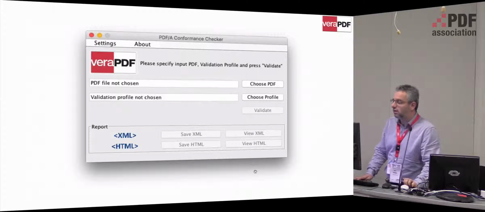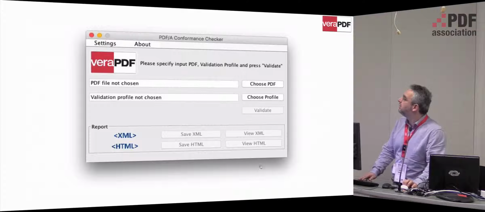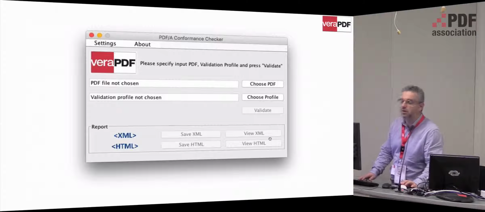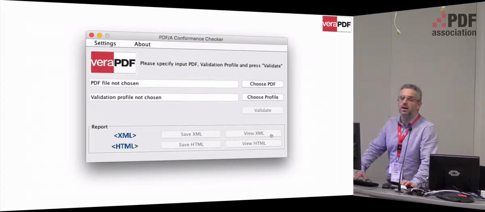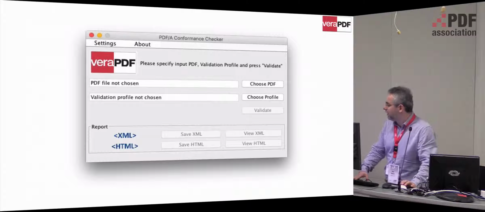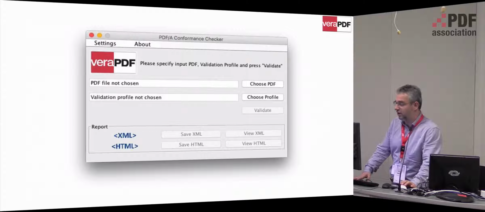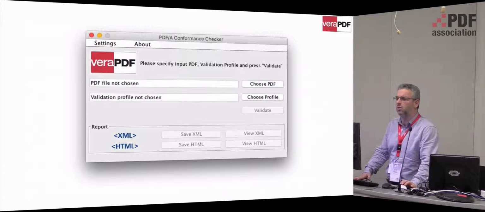This is a screenshot taken from our GUI application. Pretty simple. You choose a PDF file, you choose a validation profile, and validate everything. What you get is a report which exists in XML format and in human readable format, HTML in this case, but the plans include also a PDF report generation as well.